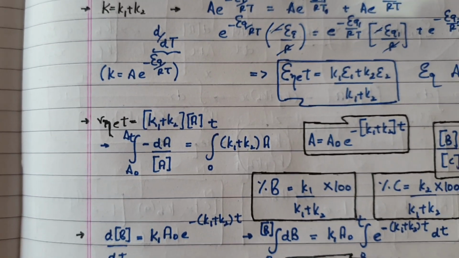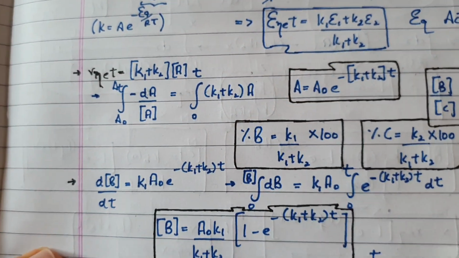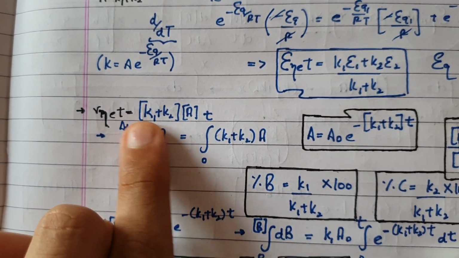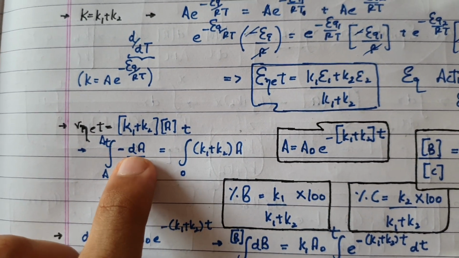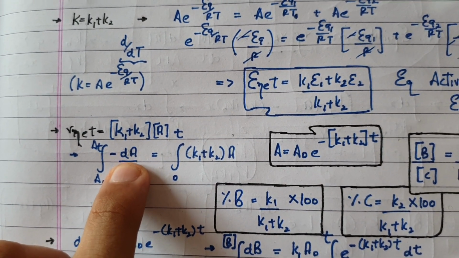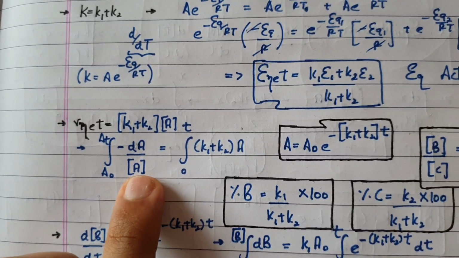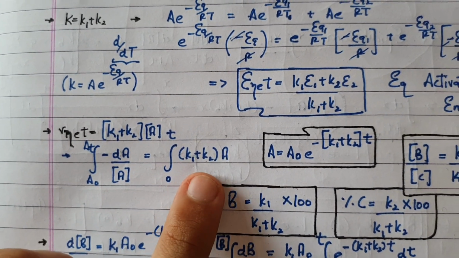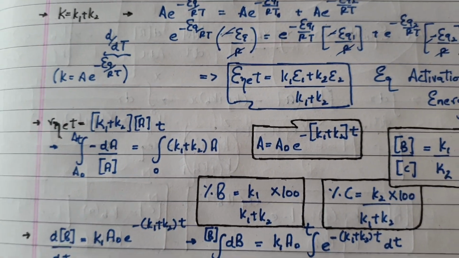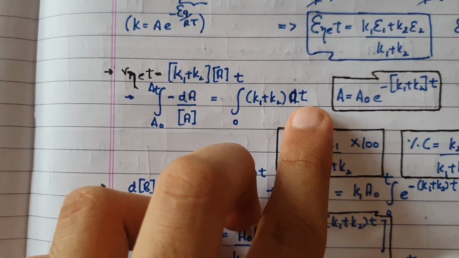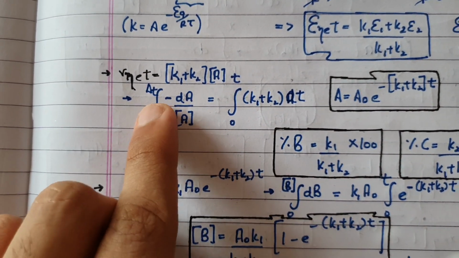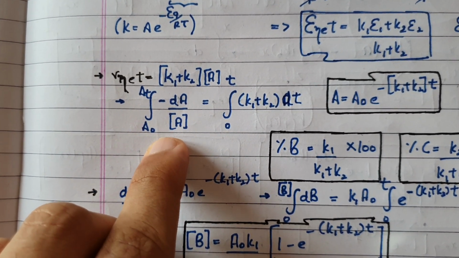Now just starting with the main reactions. Here we can write R net is equal to K1 plus K2 into A. So R net, which is equal to minus dA by dt, is K1 plus K2, that is K effective, into A. Taking A below, it is the negative of the rate of change of A by A equal to K1 plus K2 into dt.